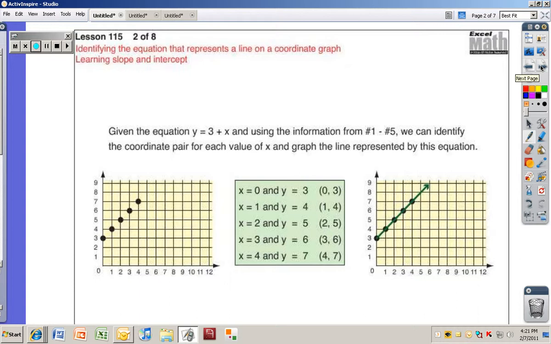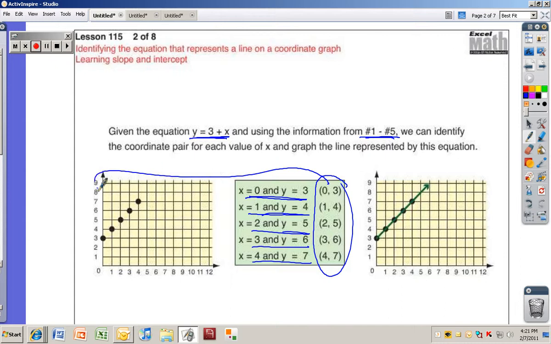Given the equation y equals 3 plus x, and using the information from numbers 1 to 5 that we just saw, we can identify the coordinate pair for each value of x and graph the line represented by this equation. So, here were all the things that we just did on the other page. You guys with me? So we found that there are these points on this graph. And here they plotted them. 0, 3. Remember, we go over 0, up 3. That's that spot right there.